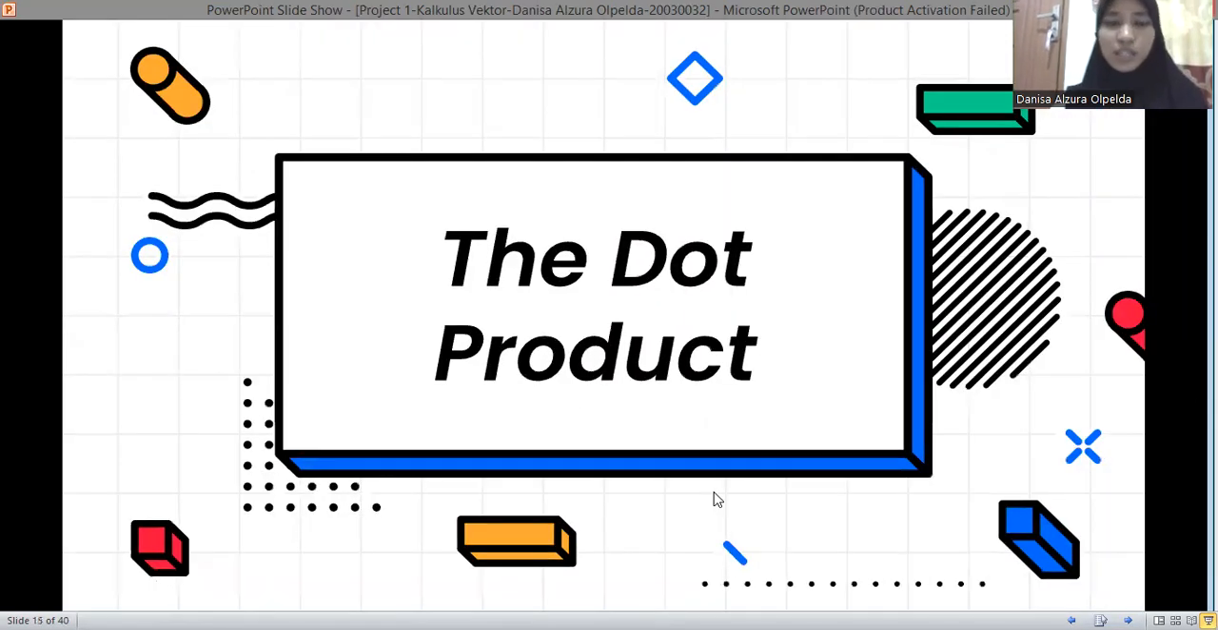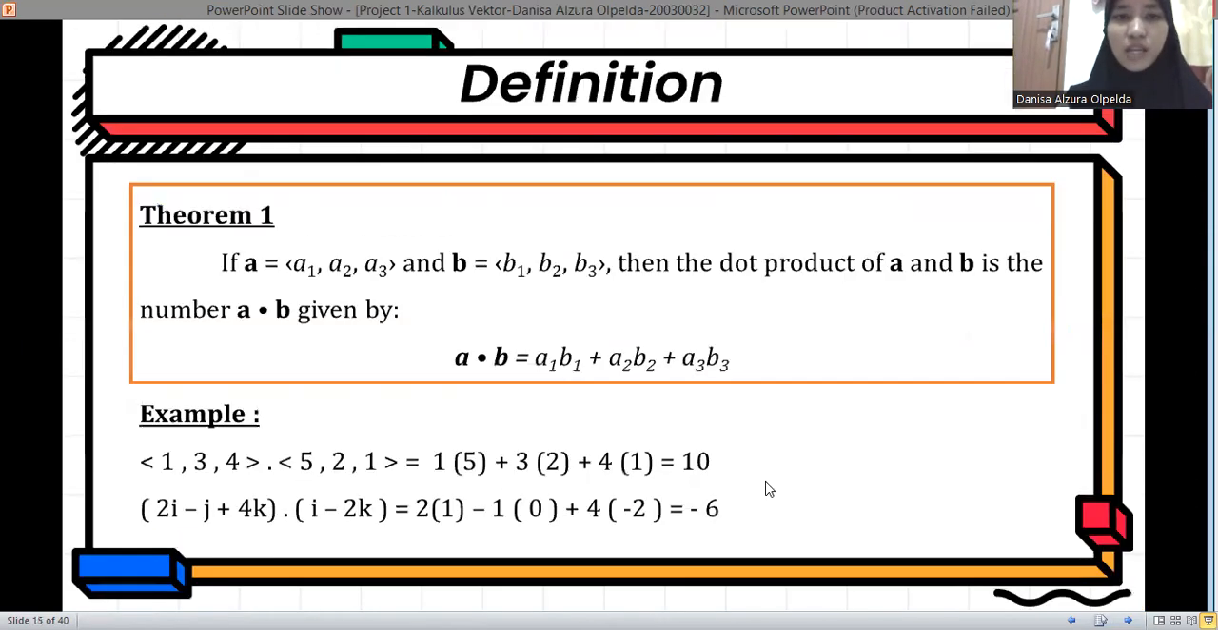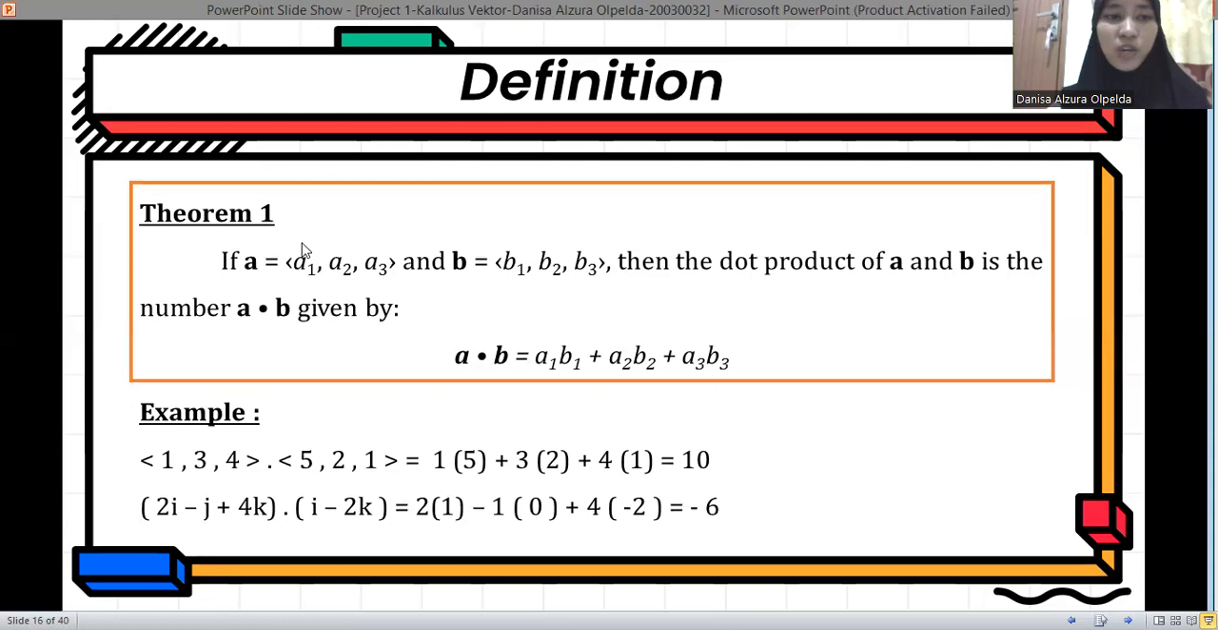Okay, the next material is about the dot product. Definition. Theorem 1. If A is equal to A1, A2, A3, and B is equal to B1, B2, B3, then the dot product of A and B is the number A dot B given by A dot B equal to A1 times B1 plus A2 times B2 plus A3 times B3.